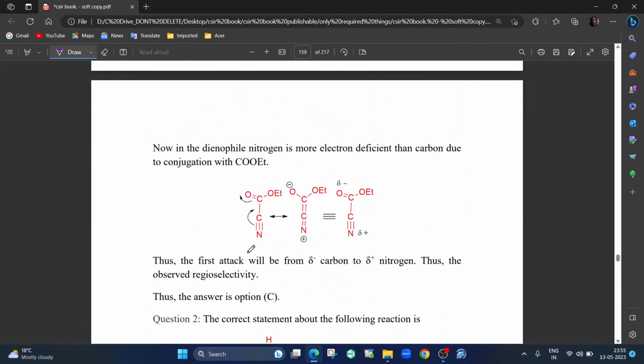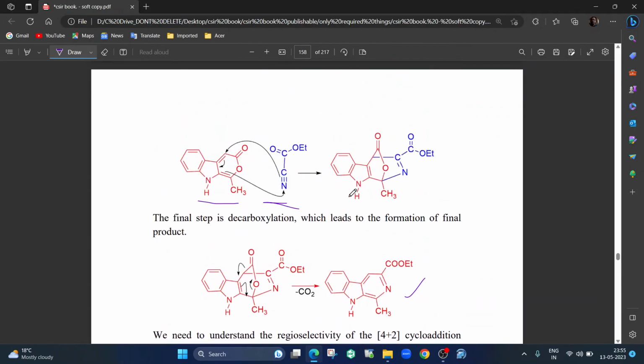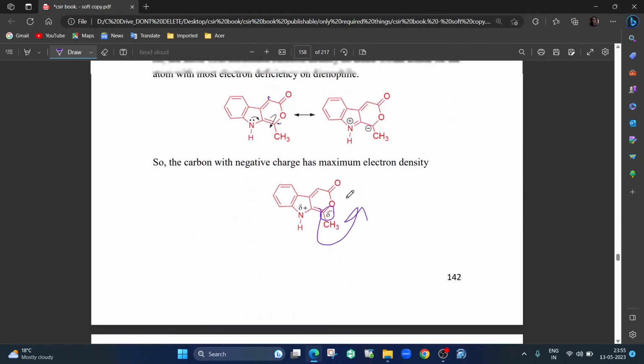Dienophile, what happens? The dienophile has to accept electrons. So if this comes here, you know, this pi bond can be delocalized between this and this, and you get positive polarity on the nitrogen, right? So because of that, the attack happens from this carbon to this nitrogen, and this goes here, and that's how you get the regioselectivity.